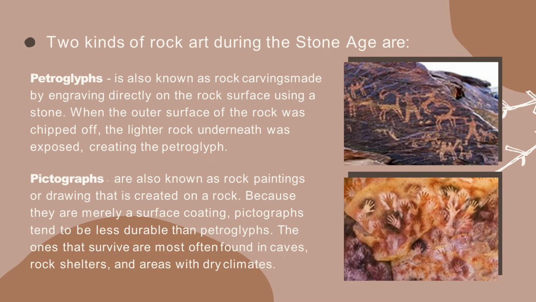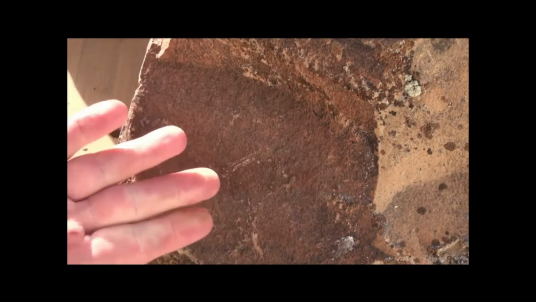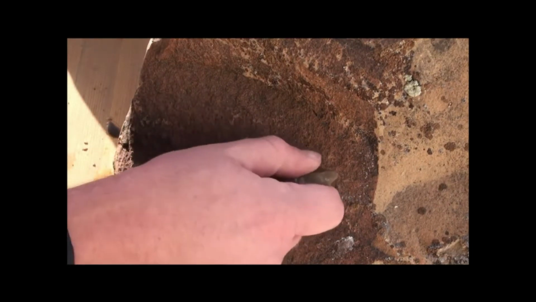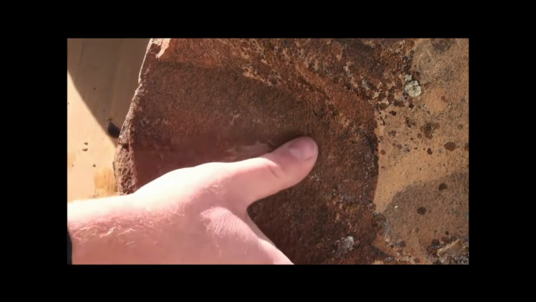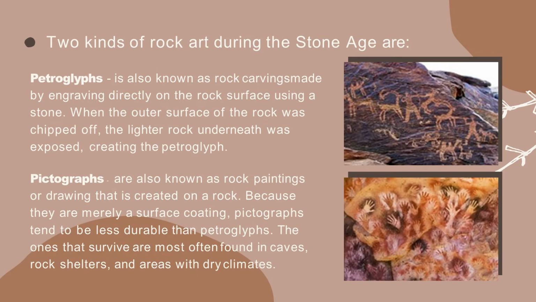It is a process where you take a rock that is quite dark, and when you scrape off the surface itself, it reveals the inner part, which is a lighter shade than the surface, therefore creating a petroglyph. The second one is a pictograph, which is also known as a rock painting or drawing created on a rock. It is just covering the surface of the rock. Therefore, it can be less durable than the petroglyphs.